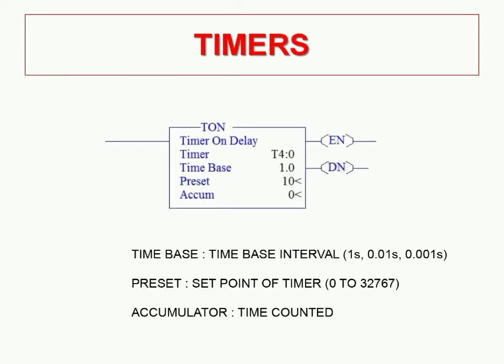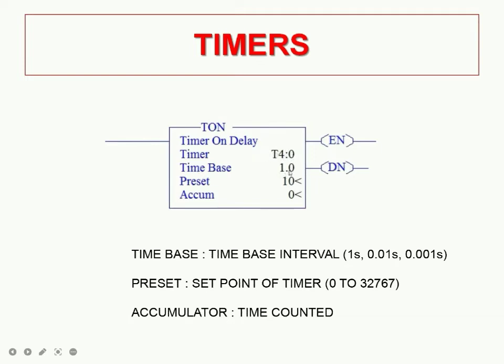Next are the specifications in these instructions that we can see in the T-on timer, T-off timer or RTO timer. All the basic details are the same. It is written timer T4:0. In front of this timer, we have to give the address of the timer, T4:0, next T4:1, T4:2, depending upon how many timers you are using.